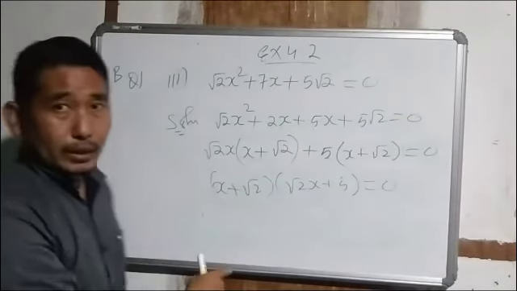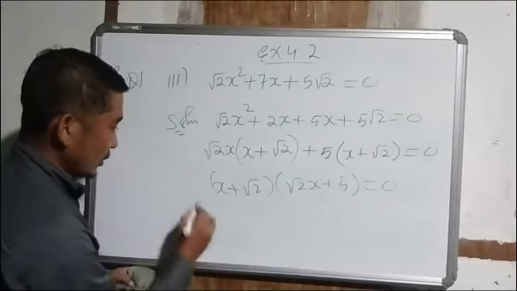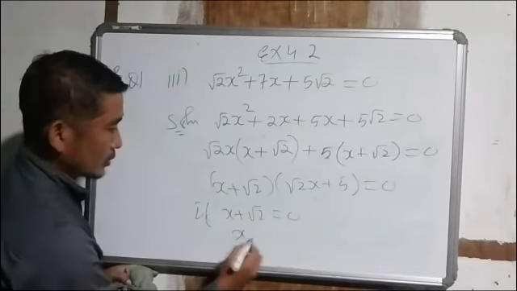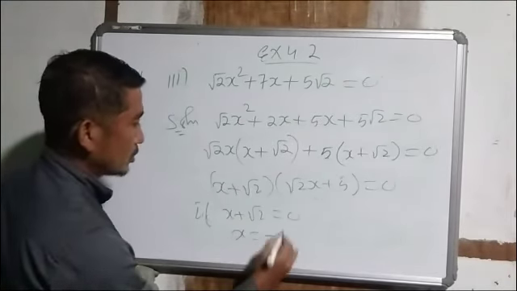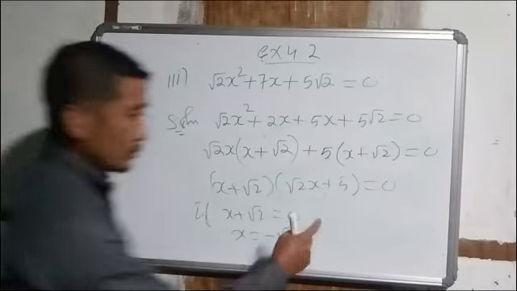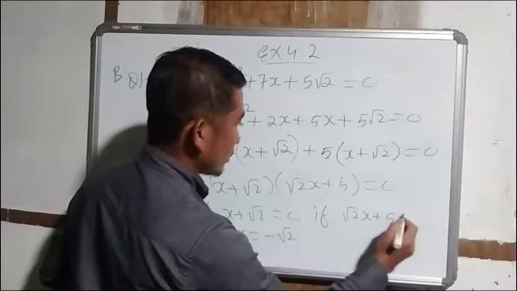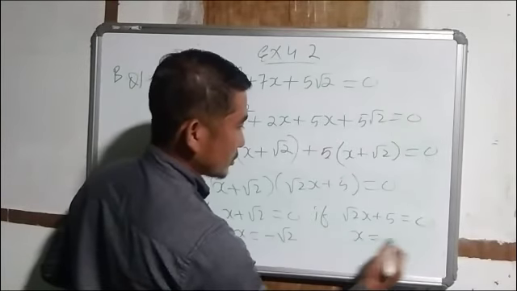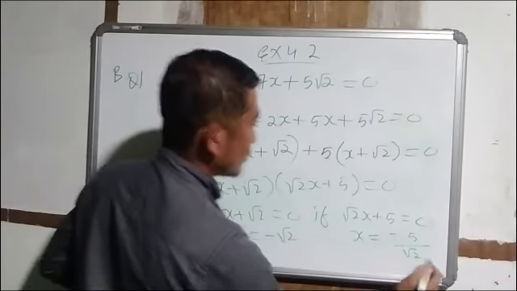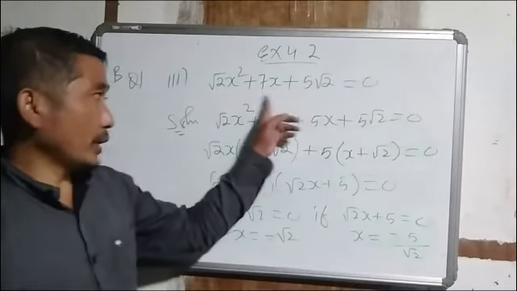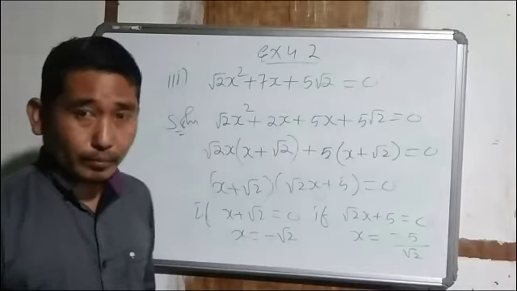Now from here apply the condition: if x plus root 2 equals 0, x is minus root 2. Again from here, if root 2 x plus 5 equals 0, x equals minus 5 by square root of 2. So these are the two values of x which satisfy this question.